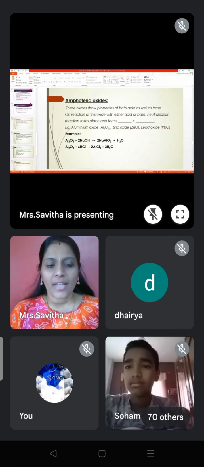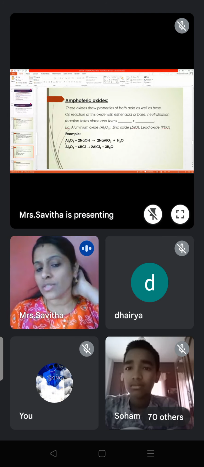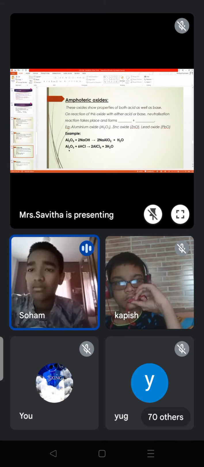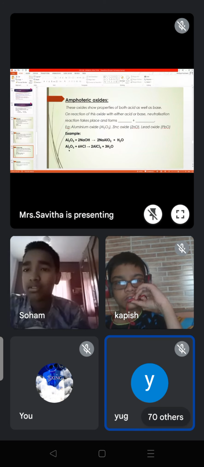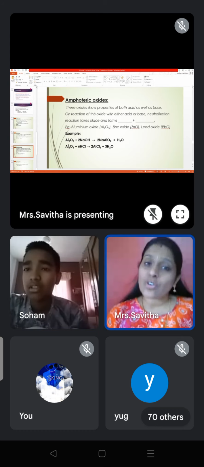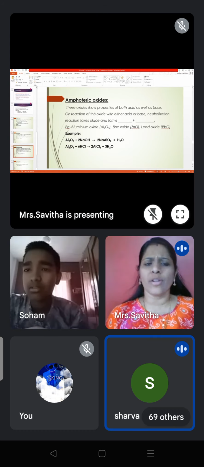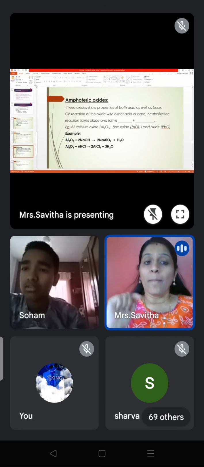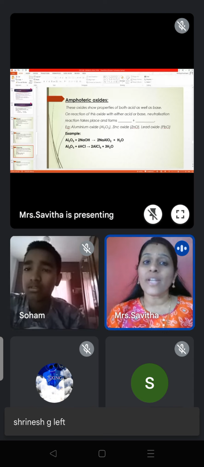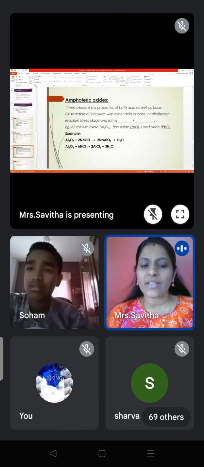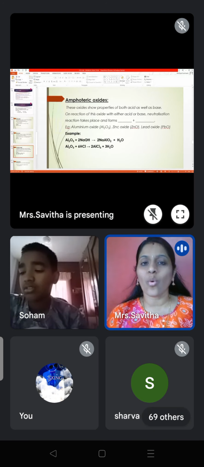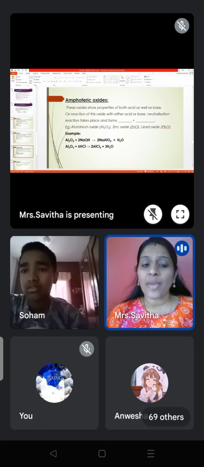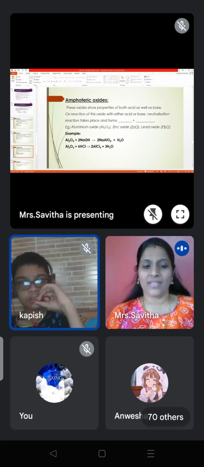Now see the difference. In the first reaction, I have taken which oxide? Aluminium oxide. In the second reaction, which oxide have I taken? Aluminium oxide only. In both the cases, I have taken aluminium oxide. But see what it is reacting with. So aluminium oxide is reacting with what? NaOH, sodium hydroxide. What is sodium hydroxide? Acid or base? Base.